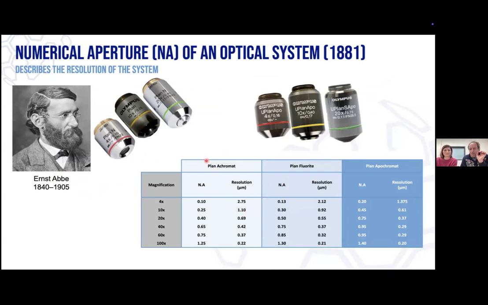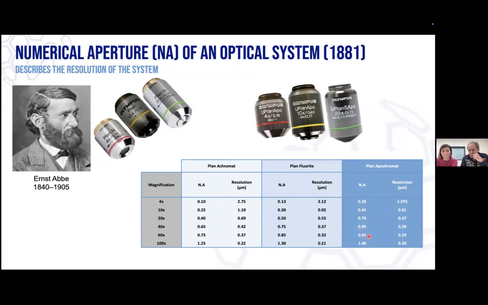And here you have three different series of lenses, achromat, plan achromat or plan apochromat. And you can see that the numerical aperture is quite different. For the same magnification ×4, it could be 0.2 or 0.1. And the higher the numerical aperture, the better the resolution.